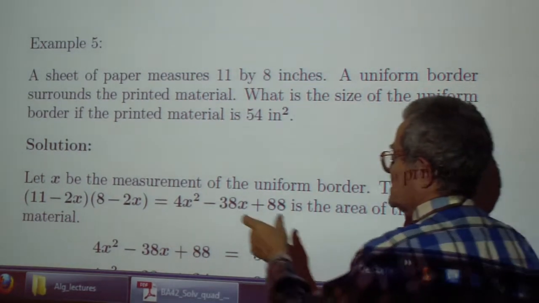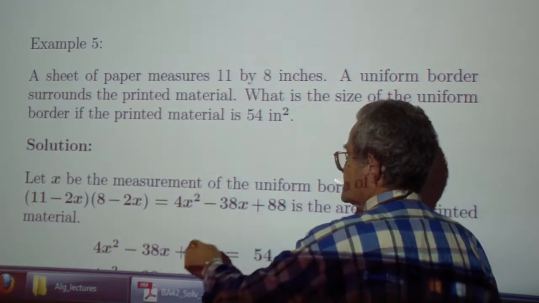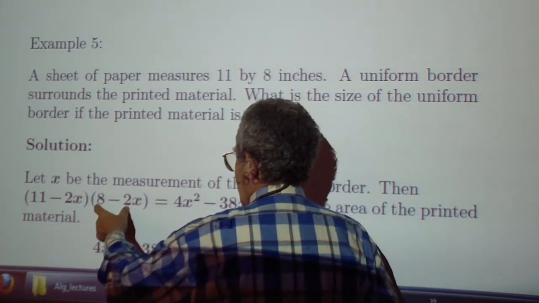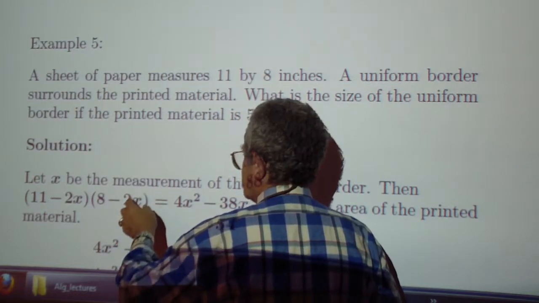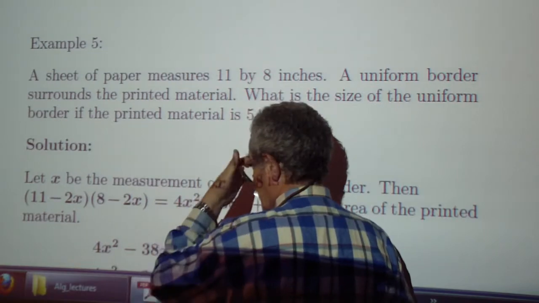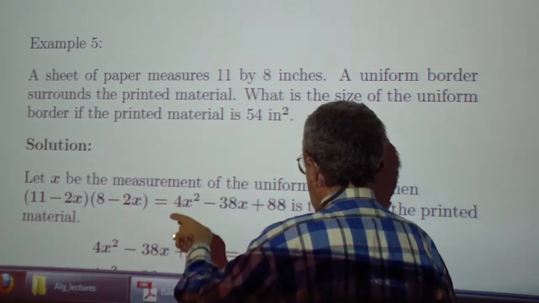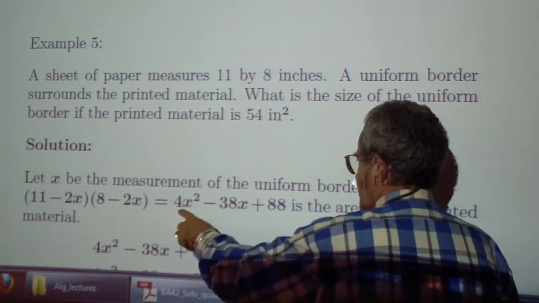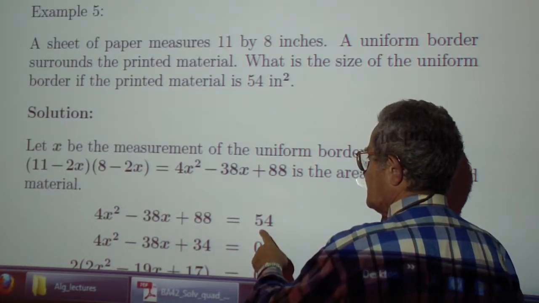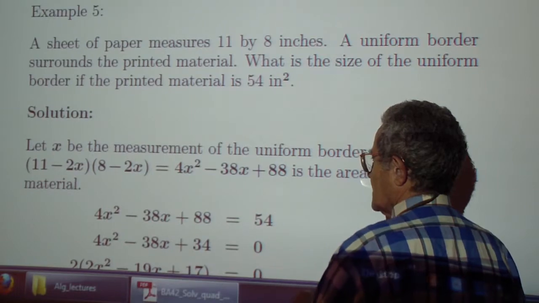Then you have 11 minus x, 11 minus 2x on one side for the length. And for the width, you have 8 minus x on top, minus x on the bottom. So 8 minus 2x for the printed material, which you can crank out like this when you distribute, which is supposed to be 54 square units.